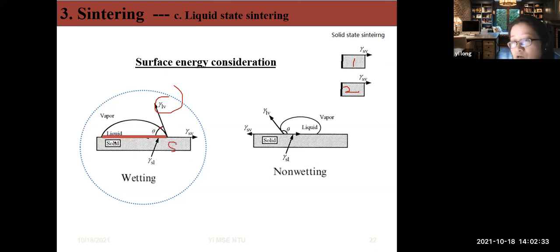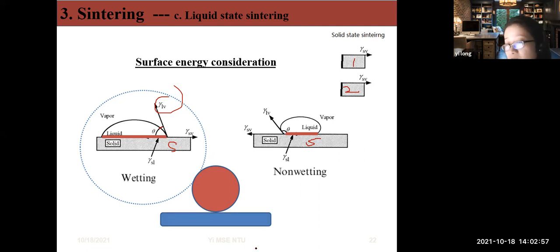Love the solid. So they will try to spread as much as they can, right? Spread. But if this liquid does not like the solid, they will try to curl up. So for example, you can see the interface is much less compared with the wetting, right? So this is one way you can see whether it's a wetting or non-wetting case, because sometimes students might have problems finding where the theta angle is.